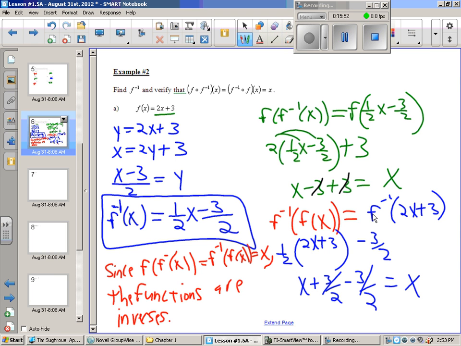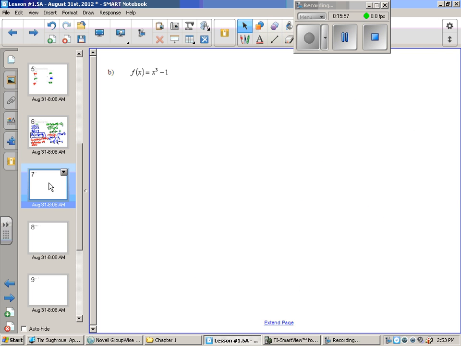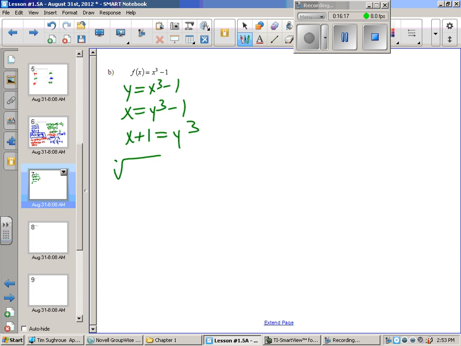Okay? There's that step. Let's do another one. Same idea, doing it with a cubic function. First of all, to find the inverse, here's y equals x cubed minus 1. Switch x and y and resolve for y. Take the cube root. There it is. Y equals the cube root of x plus 1.